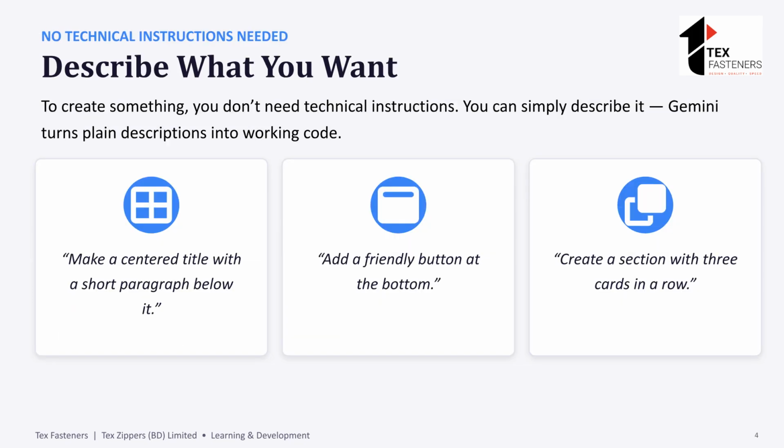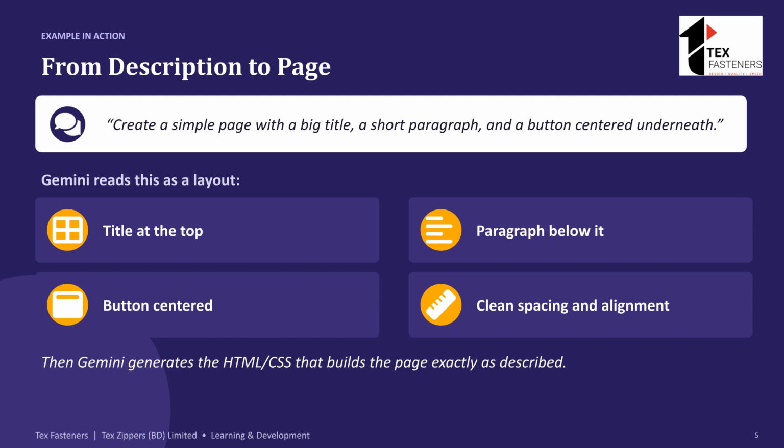To create something with Gemini, you don't need to know technical coding instructions. Simply describe what you want. For example, make a centered title with a short paragraph below it, or add a friendly button at the bottom, or create a section with 3 cards in a row. These are ordinary design instructions, not programming commands. Gemini can interpret your description and turn it into working HTML and CSS. Let's see how this works in practice.